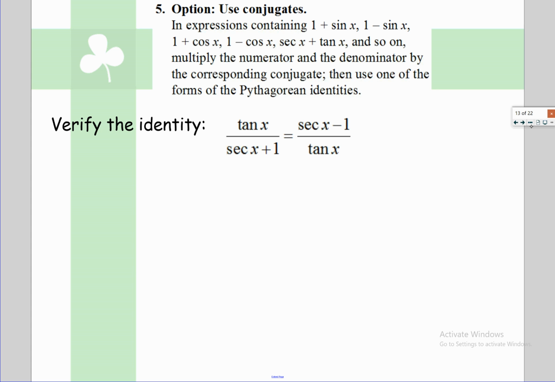It's also very tempting when you see a problem like this to want to cross multiply. Remember, that is illegal when we're proving. We're not allowed to cross multiply. So how do I get my secants, for example, to be squared? Because if my secant was squared, life is good, right? I can replace it with some tangents. We use conjugates.